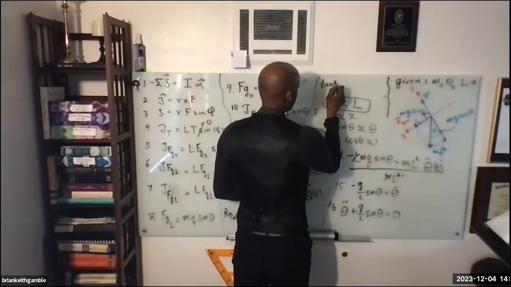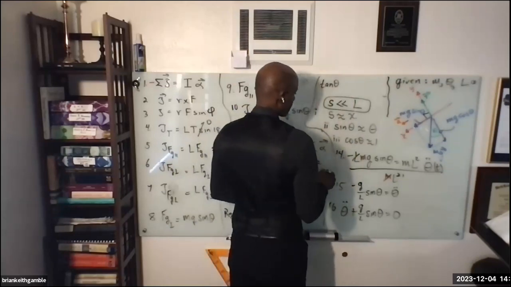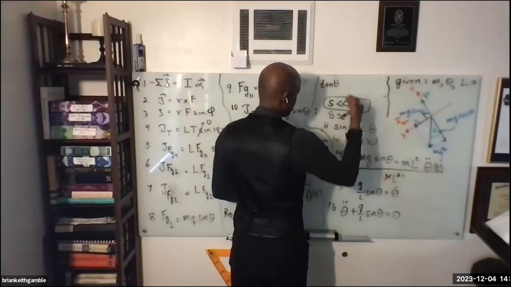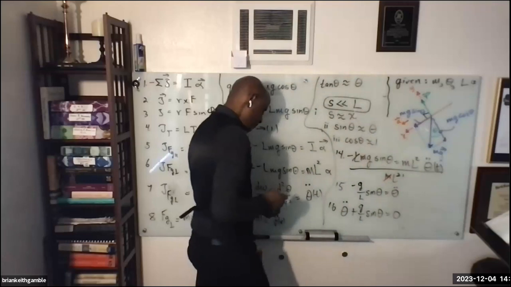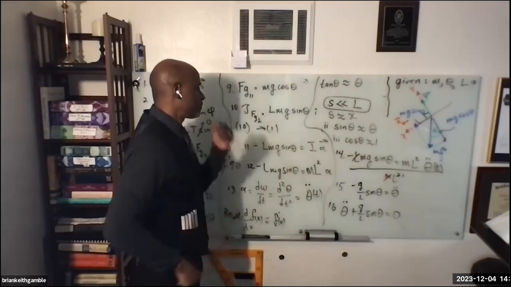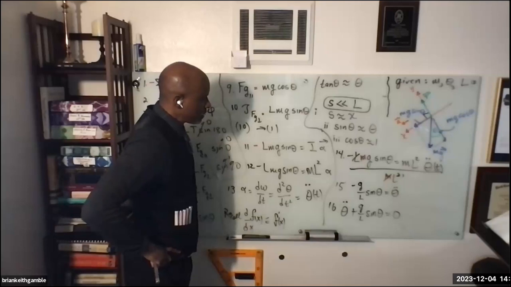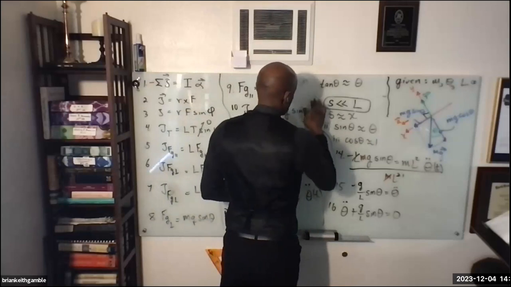Tangent theta, and remember, tangent is sine over cosine, but if cosine is approximately 1 and sine theta is approximately theta, that means tangent theta is also approximately equal to theta. Now, we don't need all of that for this derivation, but from this point on, we'll be using the small angle approximation in all kinds of things in physics.